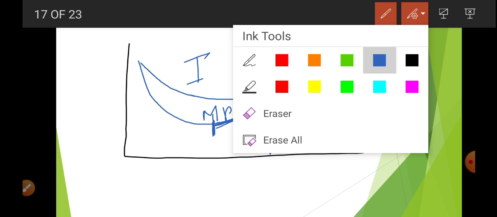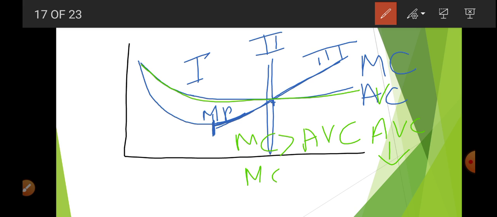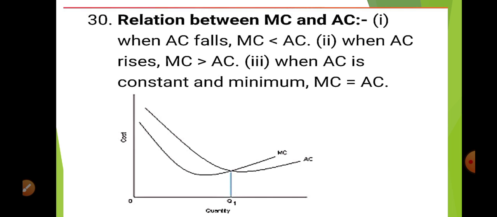Who is greater here? You can see that when MC is less than AVC, AVC decreases. When MC and AVC are equal to each other, AVC is at its minimum point. And when MC is greater than AVC, at that time AVC starts to increase. So it is all about these two curves.